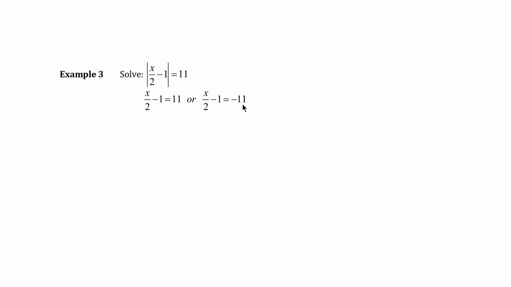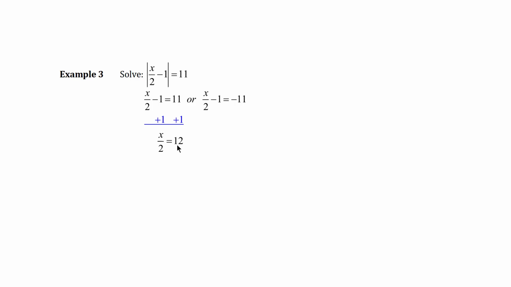Solving the first equation, we get rid of the minus 1 by adding 1 to both sides of the equation. So on the left-hand side, the minus 1 and the plus 1 will cancel out. We bring down the x over 2, and on the right-hand side, we have 11 plus 1 is 12. So the result is x over 2 equals 12.